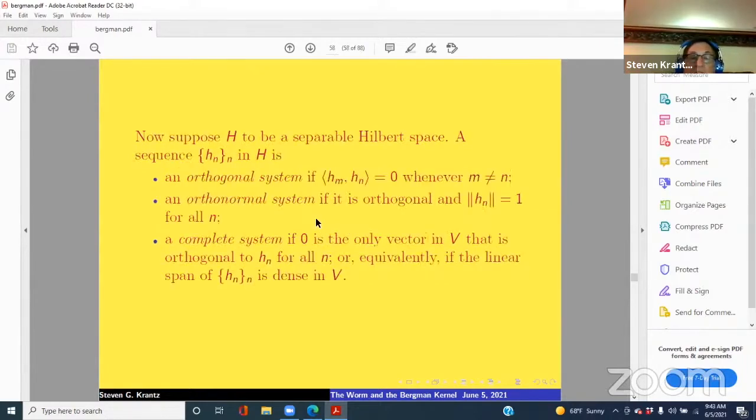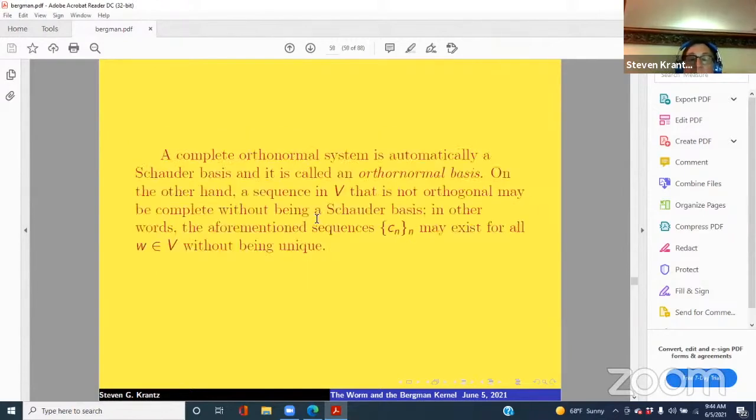That's a Schauder basis. If H is a separable Hilbert space, then a sequence Hn in H is an orthogonal system if the inner product of Hm and Hn is 0 when m is not equal to n. It's an orthonormal system if it is orthogonal, and each Hn has norm equal to 1. And a complete system if 0 is the only vector that is orthogonal to Hn for every n, or equivalently if the linear span of the Hns is dense in V, or in H. A complete orthonormal system is automatically a Schauder basis, and it is called an orthonormal basis. On the other hand, a sequence in V that is not orthogonal may be complete without being a Schauder basis. In other words, the aforementioned sequence Cn may exist for all W without being unique.